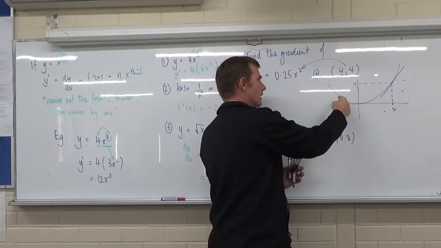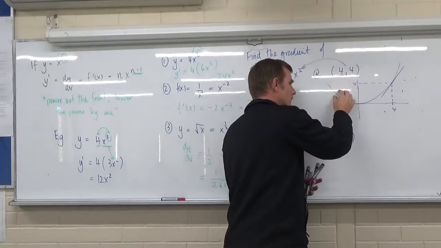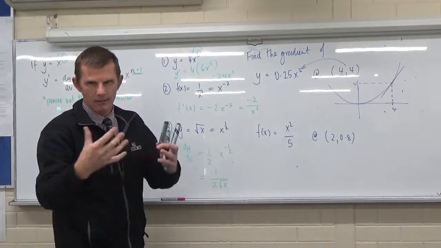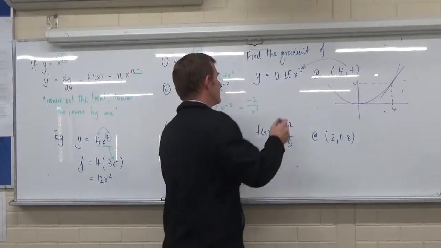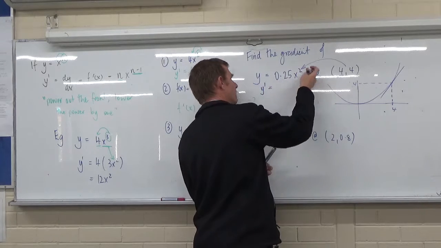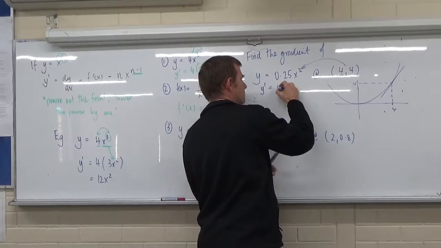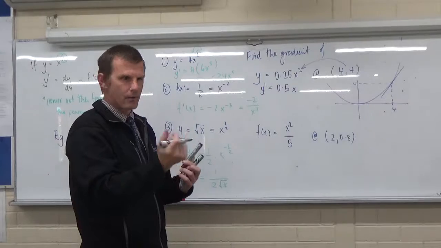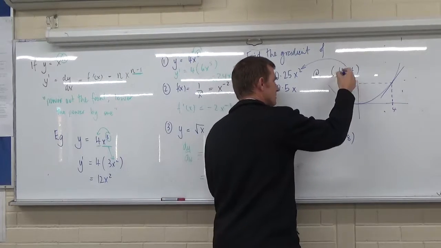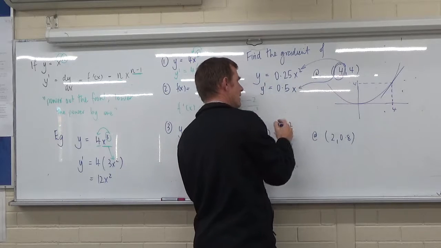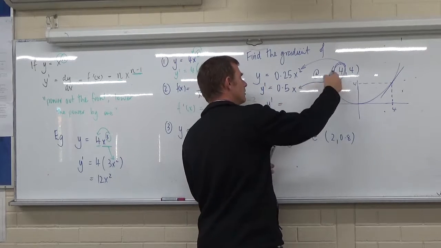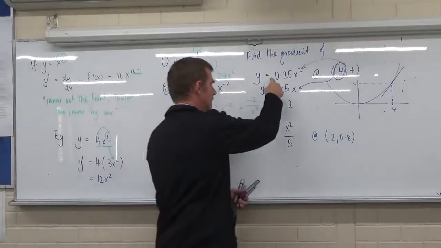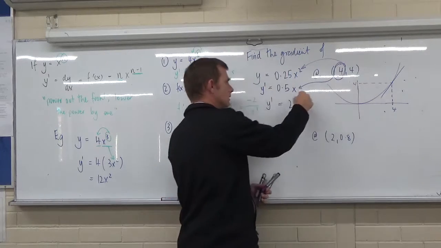Well, the first thing I'm going to work out is the gradient function. And then once I've got the gradient function, I can substitute in 4 into that gradient function and get the value of the gradient at that point. So if I take the derivative here, y dash equals power out the front, so it's going to be 2 lots of 0.25, or 0.5x. Power out the front, lower the power by 1. Now I'm going to substitute in that point there into there and get y dash to equal, multiply it, 2. So that means the gradient of this function at this point is equal to 2.